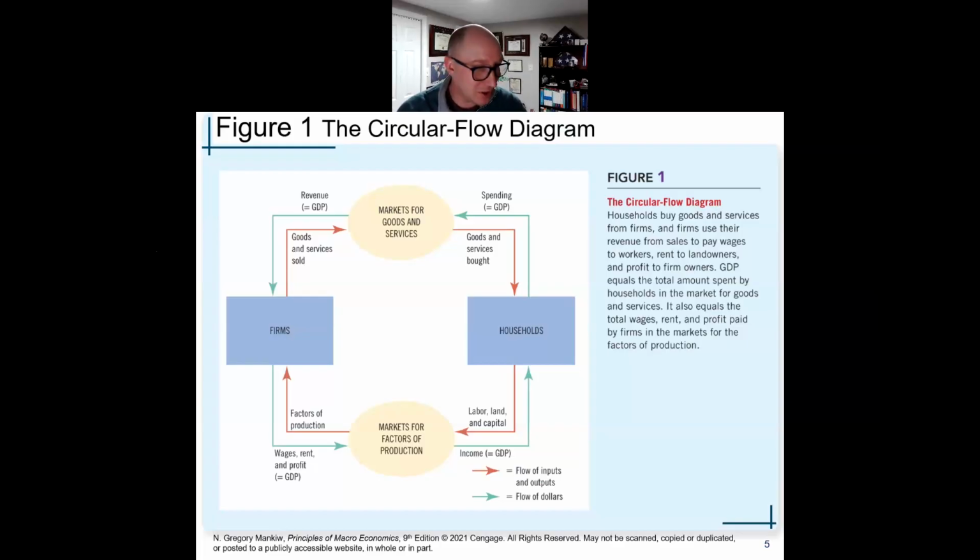Now we introduce gross domestic product. Gross domestic product is measured by revenue and expenses. If you break it down a little further, it's measured by things like income, revenue, and the expenses, wages, rent, profit, etc. So you can see how gross domestic product is measured based off of the activity from the households and the firms as they participate in the markets for goods and services and the factors of production.